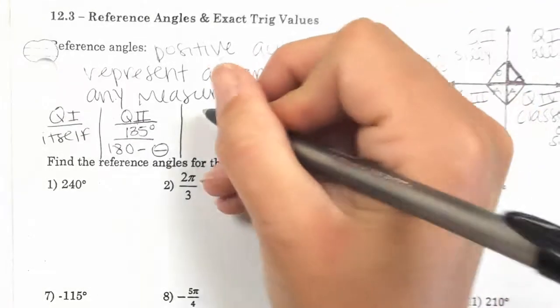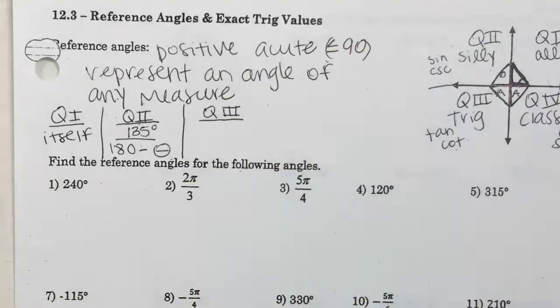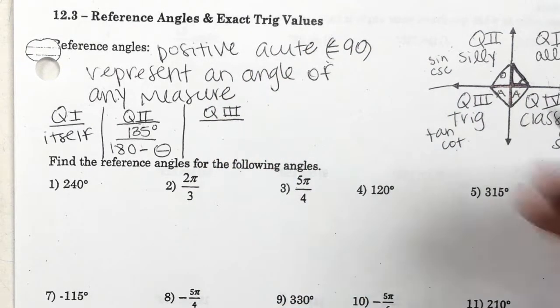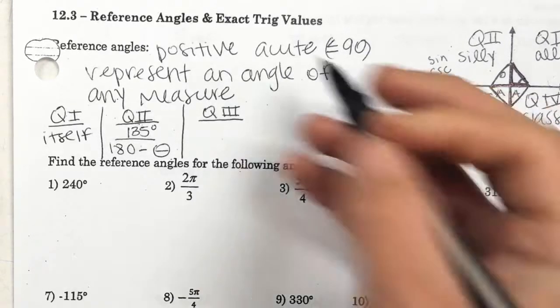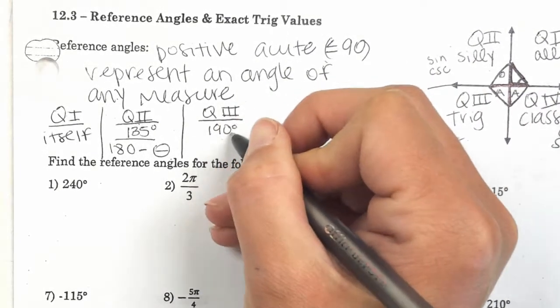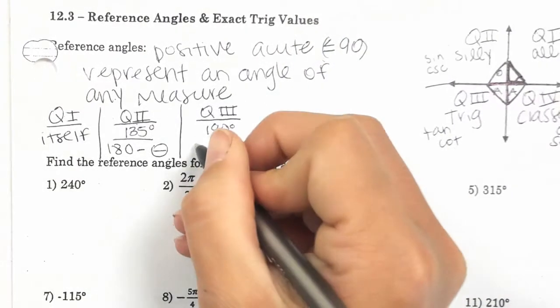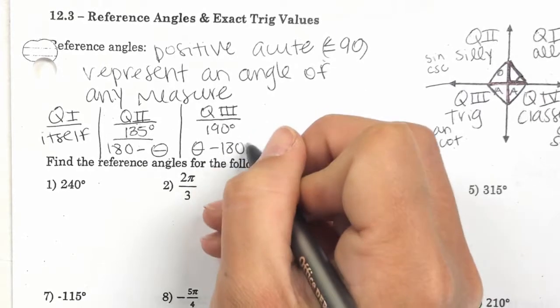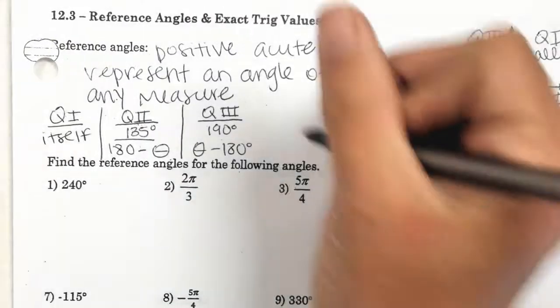Alright, if it's in quadrant 3, somebody give me an example of any measure in quadrant 3. 190, good, because it's between 180 and what? 270, so 190 would work. So to find the reference angle for any measure in quadrant 3, you would do theta minus 180. So for example, you could do 190 minus 180 to find its reference angle.